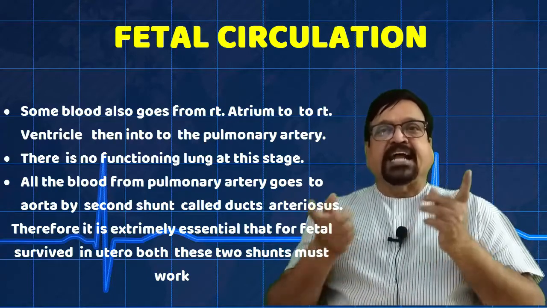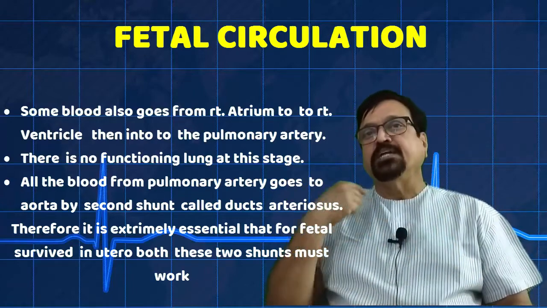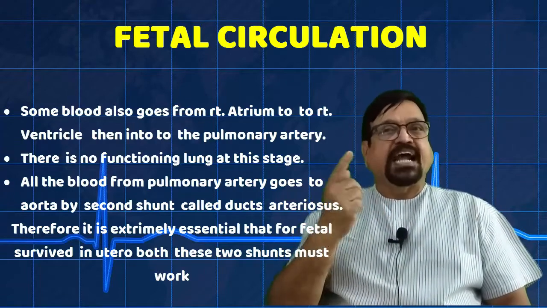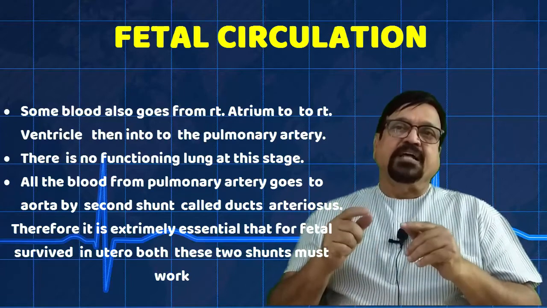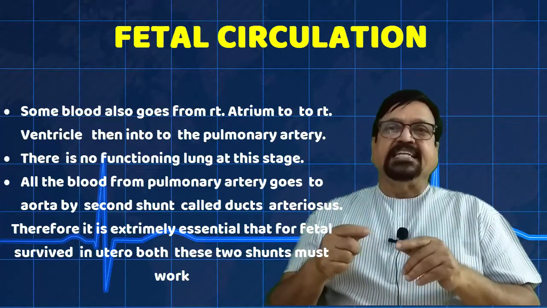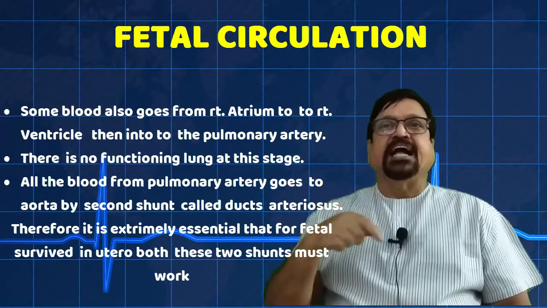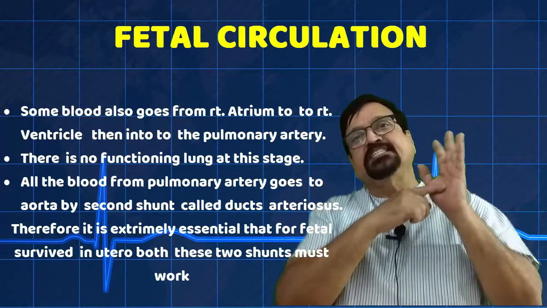So the blood in the right atrium has two different ways. One is to go into the right ventricle, and the second is to go into the left atrium. Now what happens once it goes to the right ventricle? From the right ventricle, it is pumped into the pulmonary artery. From the pulmonary artery, it goes to the pulmonary circulation.